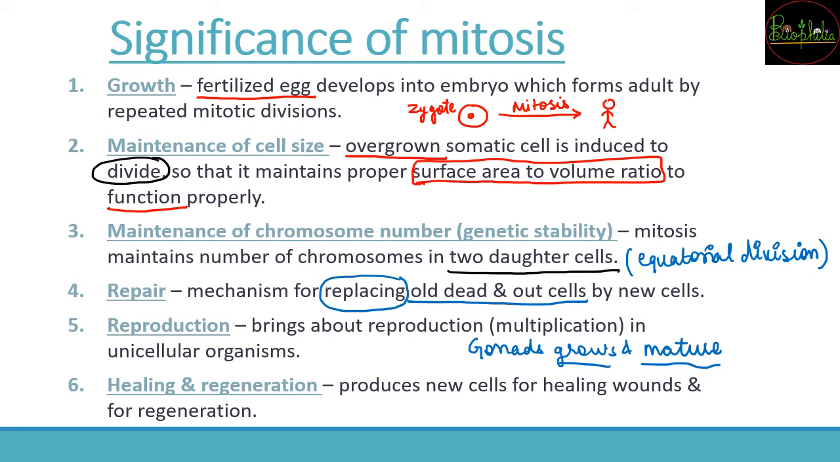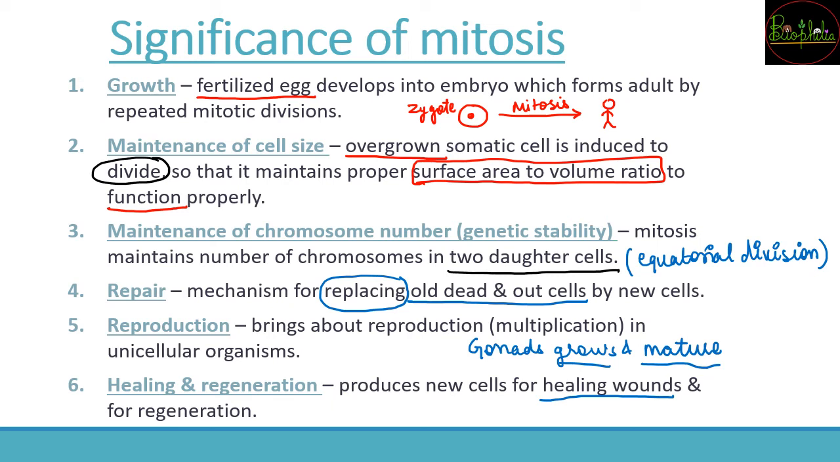Then the last point about mitosis is the healing and regeneration process. Because if you get hurt somewhere, if you cut somewhere, the skin grows back after the cut and completely heals the wound. So why does the wound heal? Your hand got cut and healed, or after stitches it healed, or your bone got fractured and the fracture repaired, all this occurs because of the mitosis that occurs in the body. So that is all about the significance of mitosis.